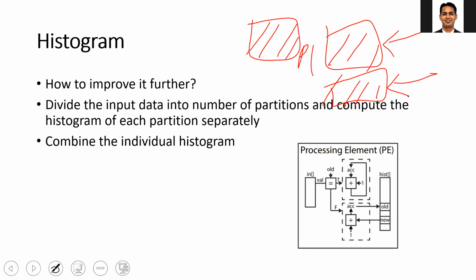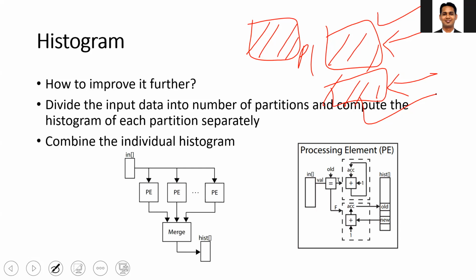So what you can do is that you can find the histogram for this part, you can find the histogram for this part, and then you can do the addition of the two histograms. So you can see that I'm dividing the input into 1, 2, 3, any number of sections. I'm calculating the histogram for this one, this one, this one together, and then I'm just doing the merge operation to get the final histogram.